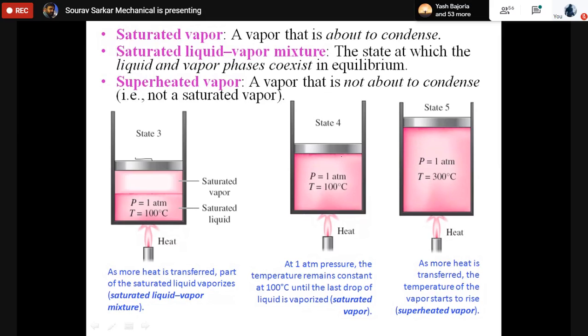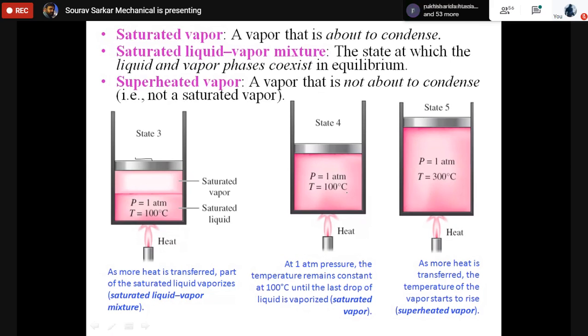Now we'll go to state 5. If we further heat it, you will see the temperature gradually increase. It will reach 110, 120, 130, 140, 200, 300, 400, 500, anything, depending on how much heat you supply.